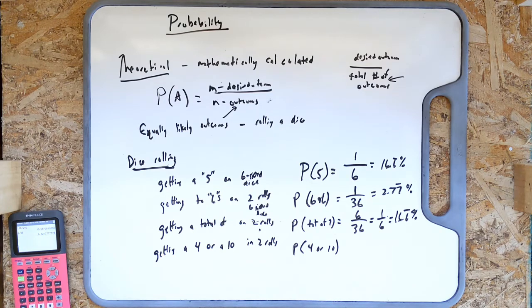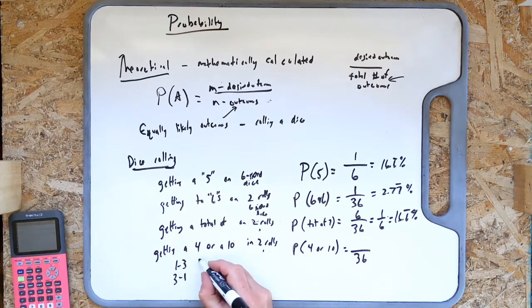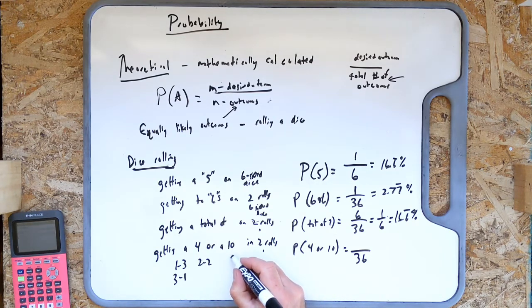Okay, if you're back, still 2 rolls, so it's still 36 total possible outcomes. How can you get a 4 or a 10? You can get a 4 through 1, 3, or 3, 1, or 2, 2. There's 3 different ways to get a 4. How many ways can you get a 10? There is 4, 6, 6, 4, and 5, 5. So there's 3 ways to get a 10 as well.